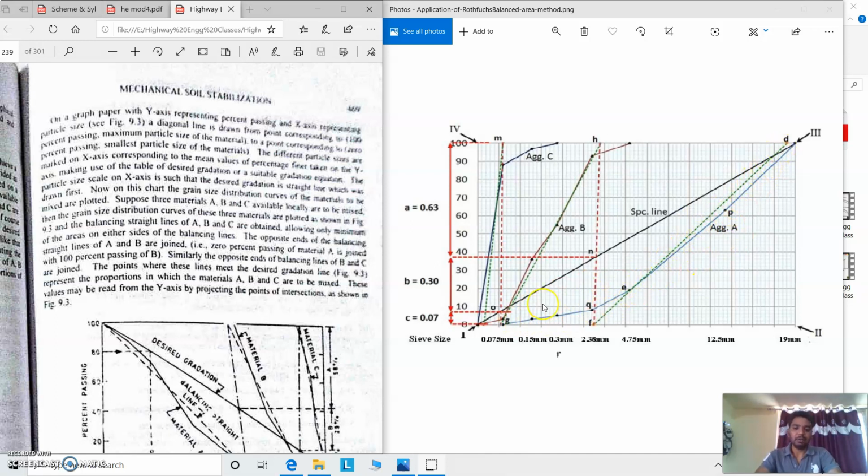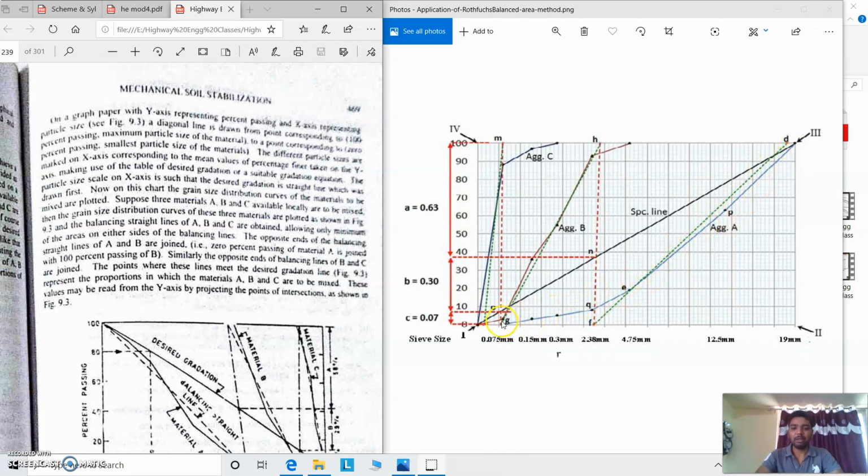Once you plot all the points for aggregate A, aggregate B and aggregate C, you have to join the points of each aggregate separately. For example, we have plotted these points for aggregate A, then you can join them with straight lines, right?